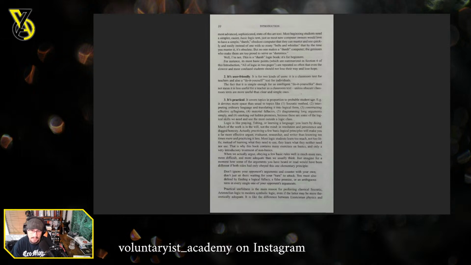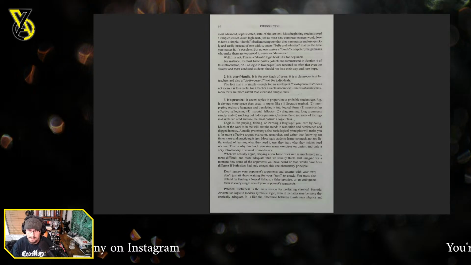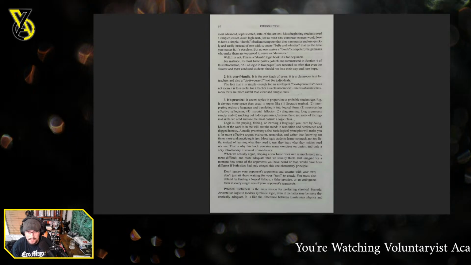Most beginning students need a simpler, easier, basic logic text, just as most new computer owners would love to have a simple, quote-unquote, dumb, obedient computer that they can master and use quickly and easily, instead of one with so many bells and whistles that by the time you master it, it's obsolete. But no one makes a dumb computer. The geniuses who make them are too proud to serve us dummies. Well, I'm not. This is a dumb logic book.